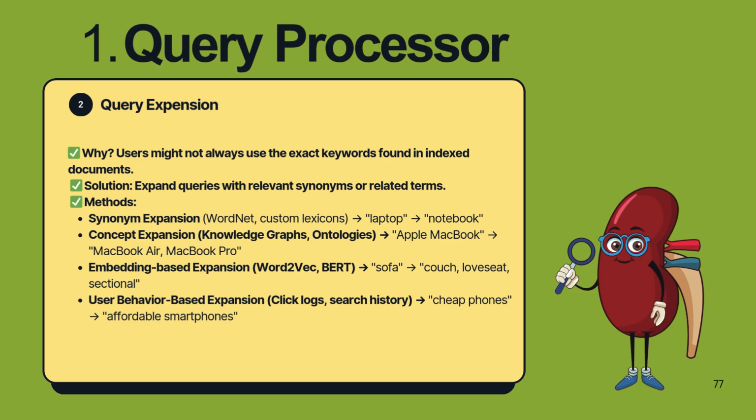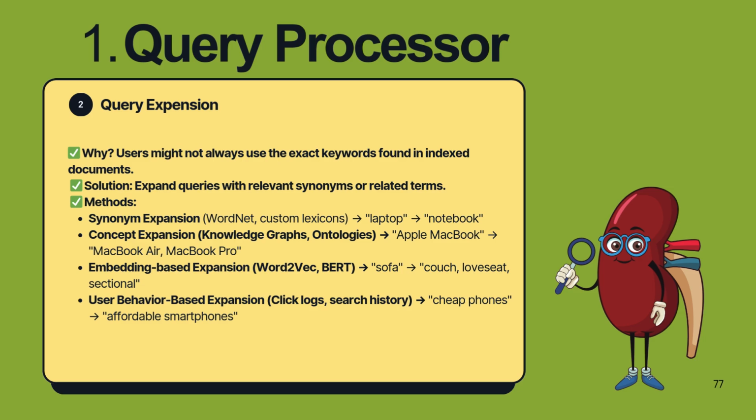So we saw this already in the DoorDash architecture, but query expansion is important because users might not know the exact keyword to search in the document, right? So we want to find similar words. What we need here is synonymization. So laptop could be notebook. You can use WordNet or custom lexicons. Concept expansion uses knowledge graphs or ontologies. That's what they have been using with Neo4j. So Apple MacBook becomes MacBook Air, MacBook Pro, etc. Embedding-based expansion: so sofa could be couch, love seat.